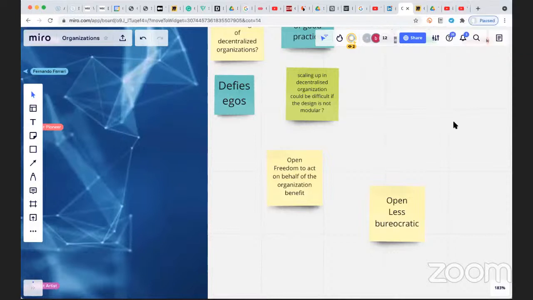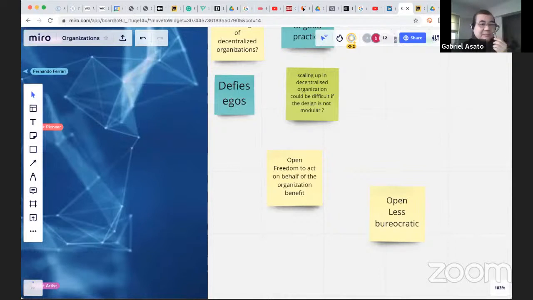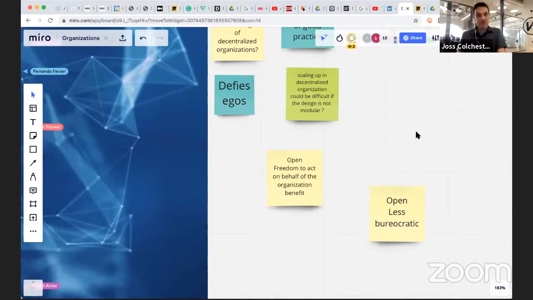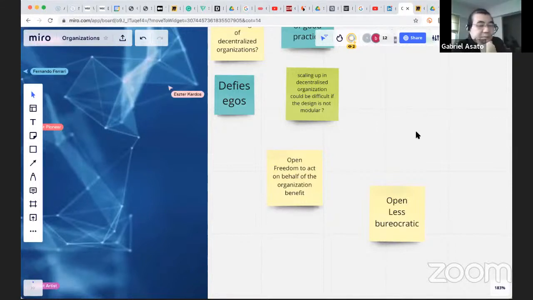Let me explain. There are some examples in the community of open and free software, where people have an idea to create a new software, and if they follow the rules of the open software community, everything is okay. The open software community has its own ethics and rules of good practice, and so on.